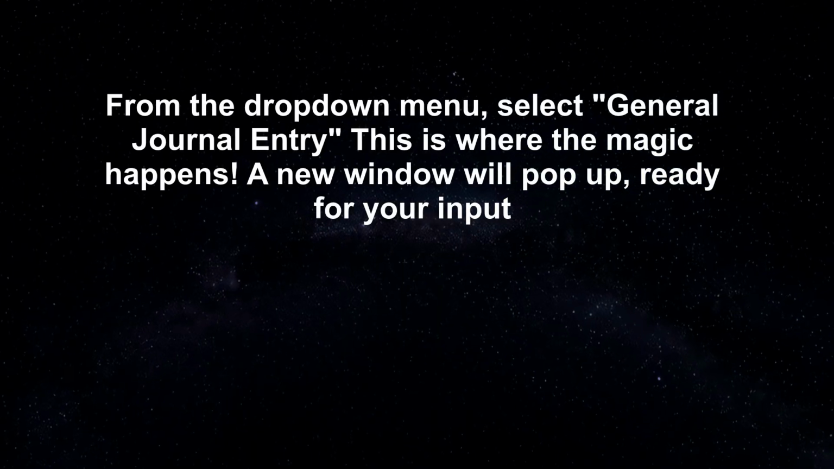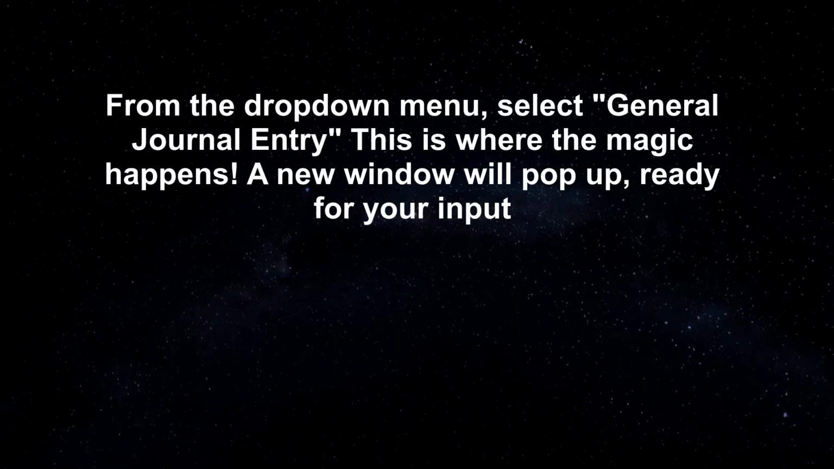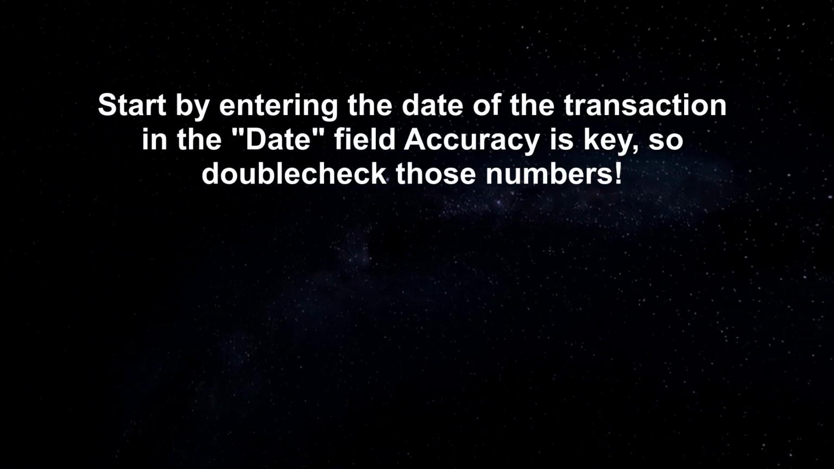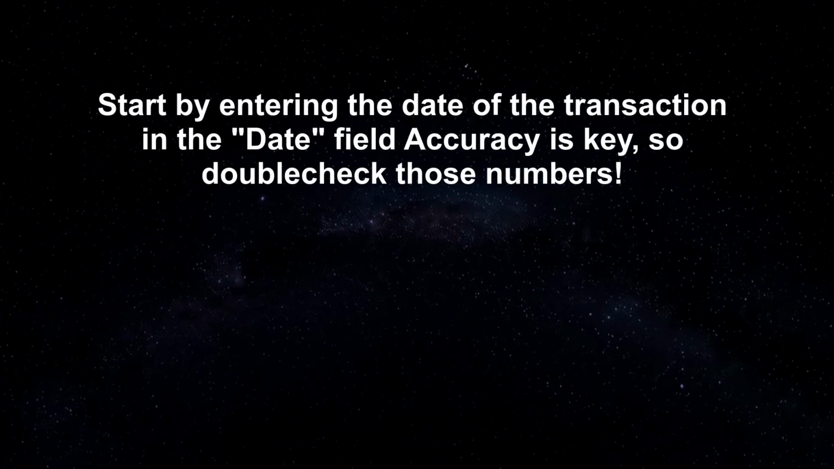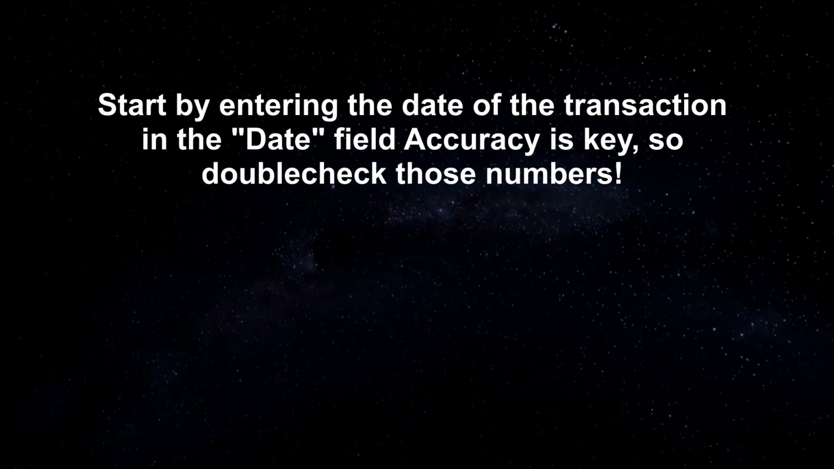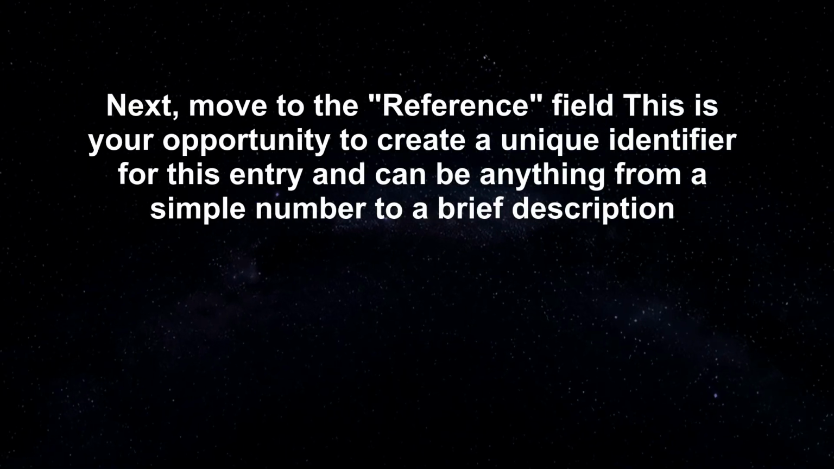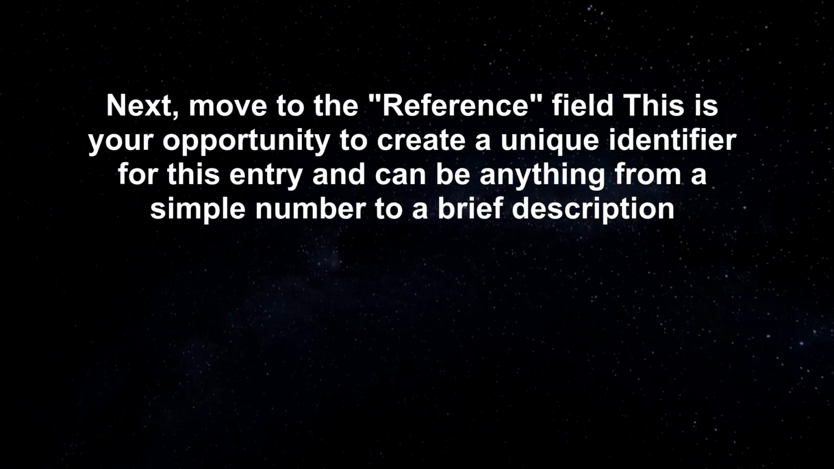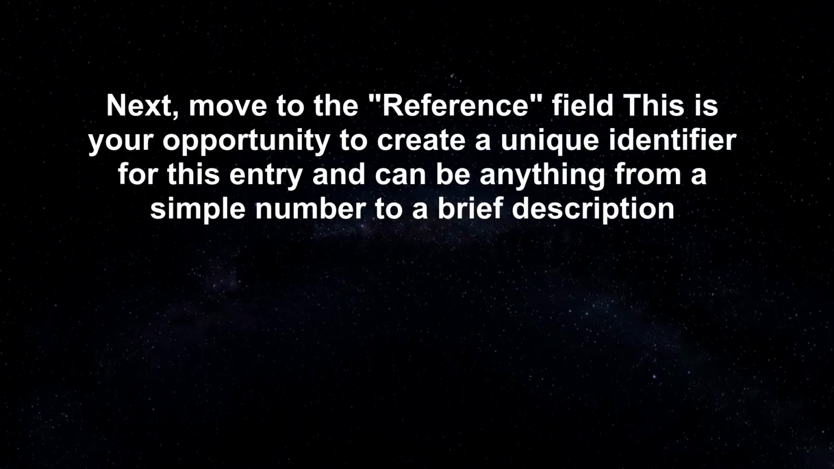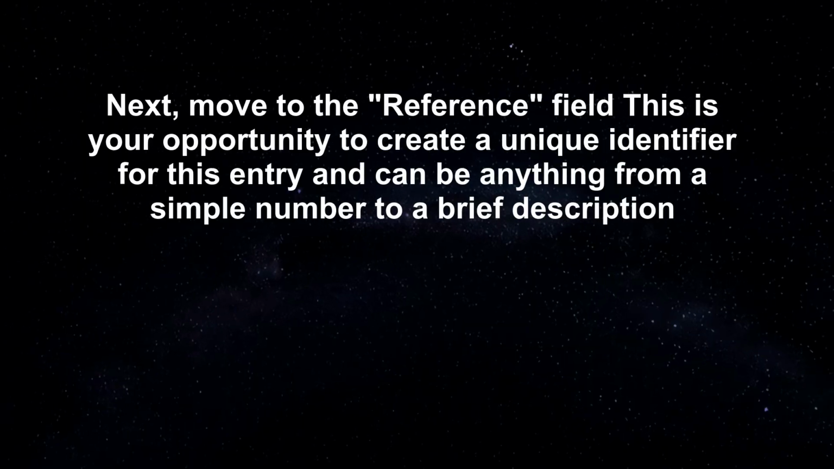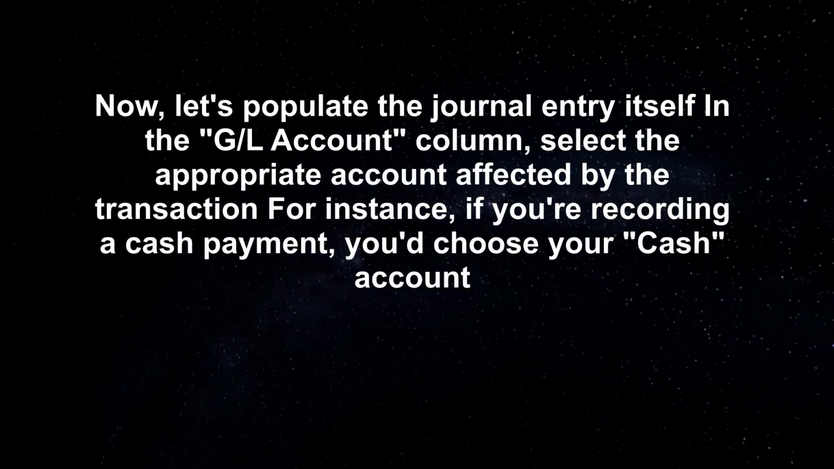A new window will pop up ready for your input. Start by entering the date of the transaction in the date field. Accuracy is key, so double-check those numbers. Next, move to the reference field. This is your opportunity to create a unique identifier for this entry and can be anything from a simple number to a brief description. Now, let's populate the journal entry itself.